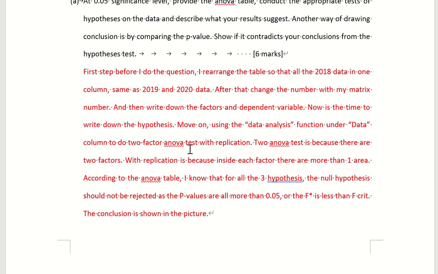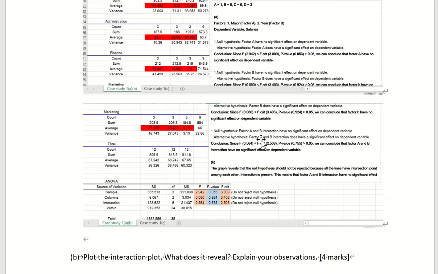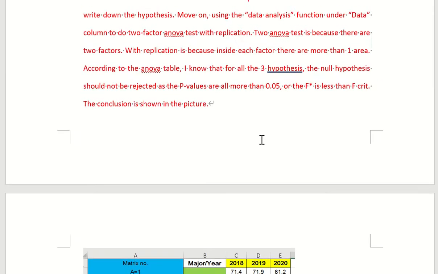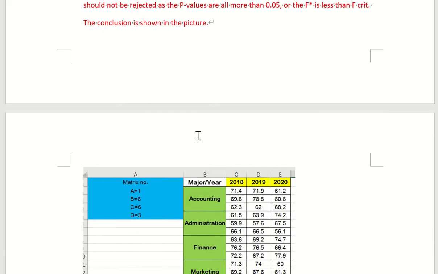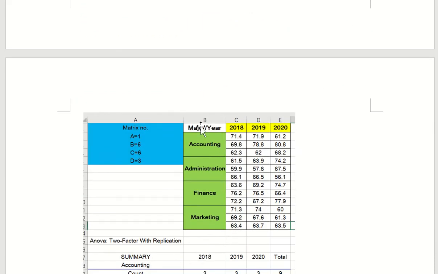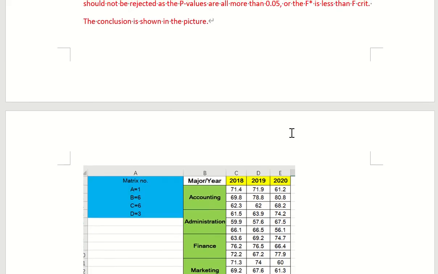I also write down the hypothesis, and I have created a two-factor ANOVA test with replication using the data analysis function. Why I use two-factor is because there are two factors, and why I use replication is because in each factor there are more than one area. Like for major there are four areas, and for year there are 3 years.